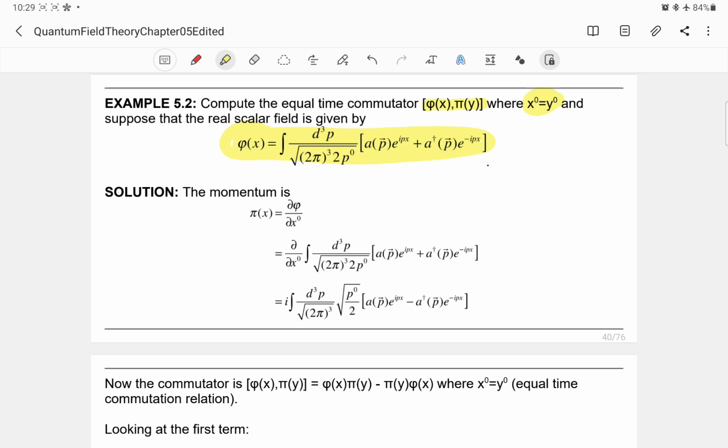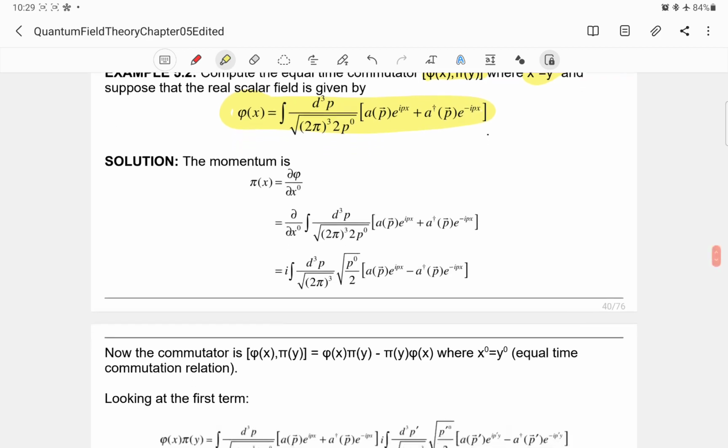So before we will be able to compute the commutator, let's calculate first the momentum, which is just equal to the partial derivative of phi with respect to the time coordinate x0. So in this case, we're just having a phi that's for a free particle. Free particle solution.